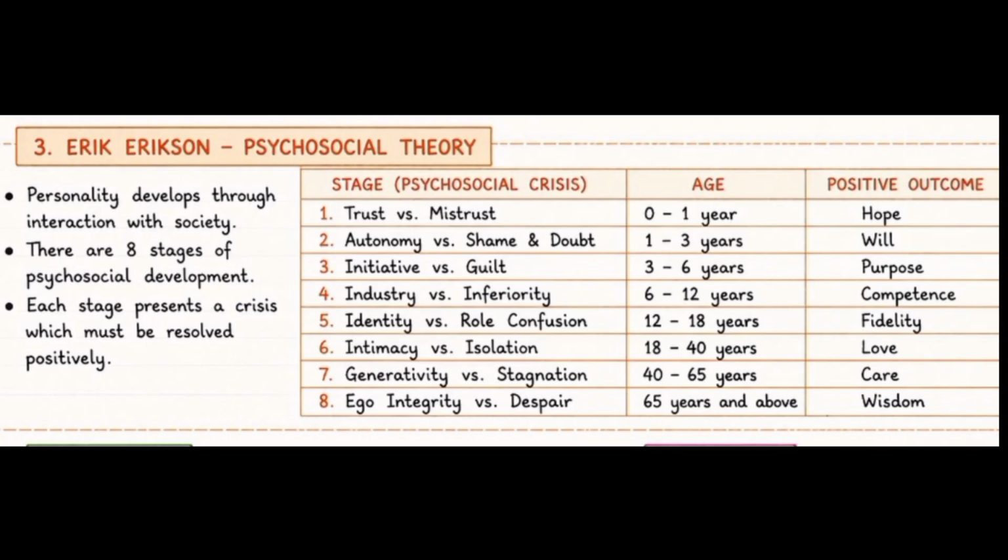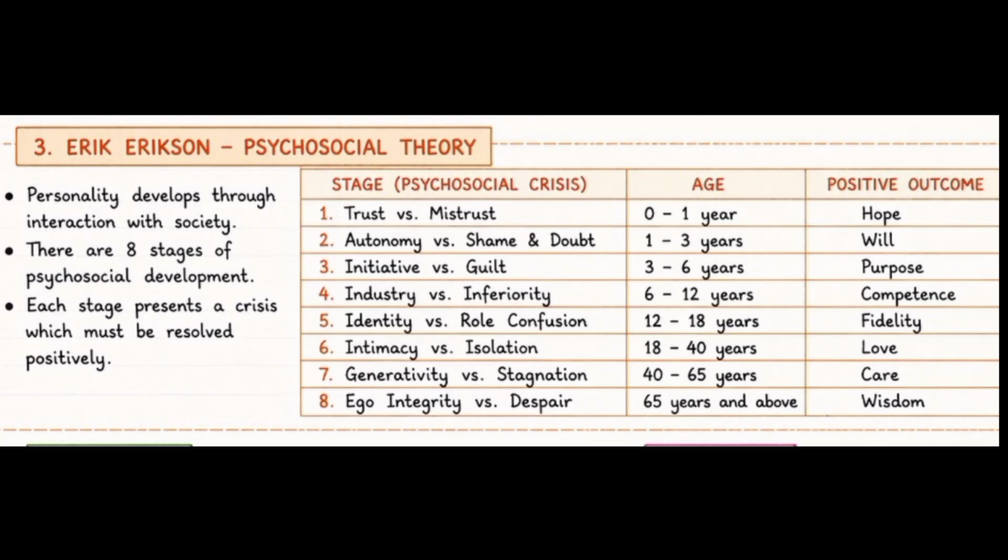And the sixth, intimacy versus isolation. It comes in 18 to 40 years, and the positive outcome is love. In intimacy versus isolation, in intimacy, love is the basic strength developed in this stage. Their thinking becomes clear. They develop intimate relationships with their loved ones. In isolation, if intimacy is not developed, then they are in isolation. They get discarded or separated from their parents and relatives.